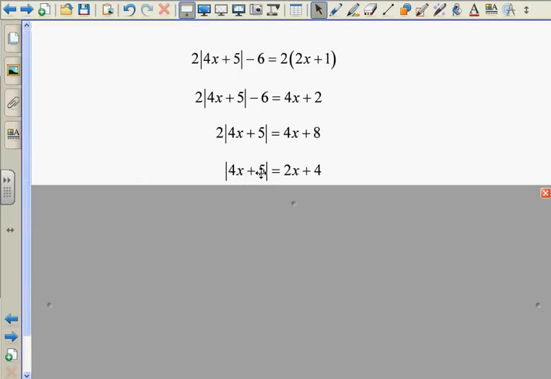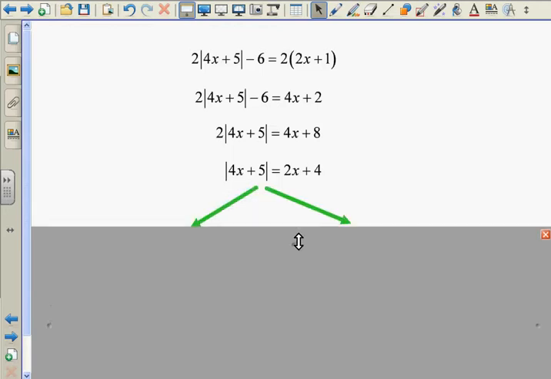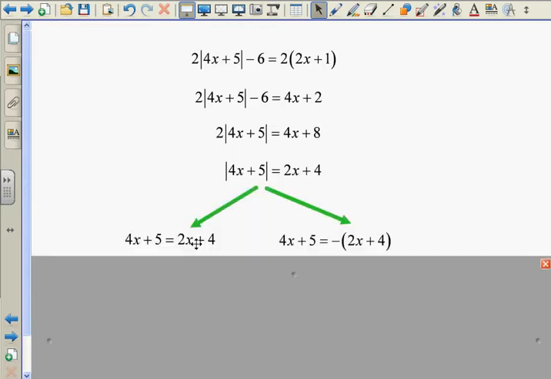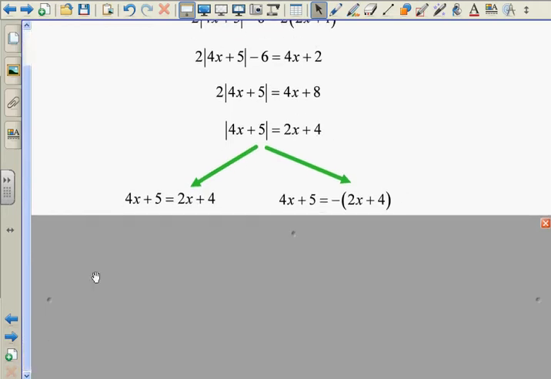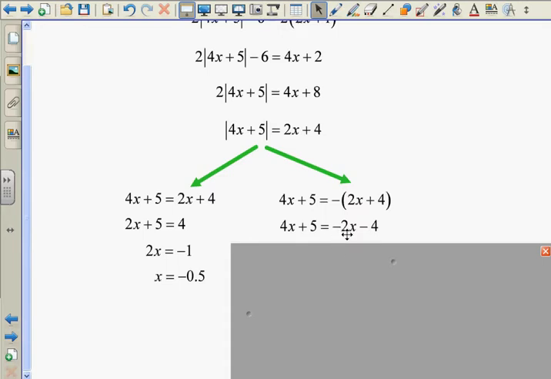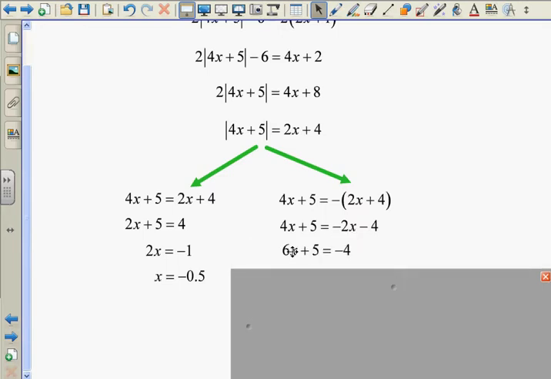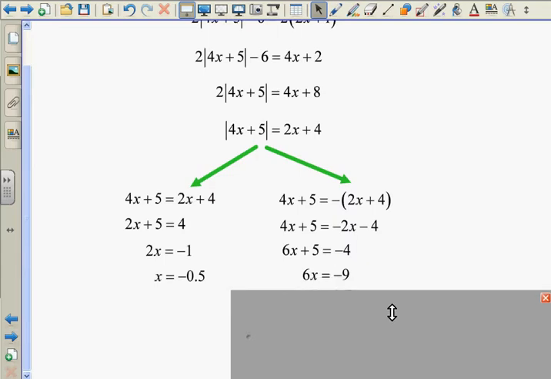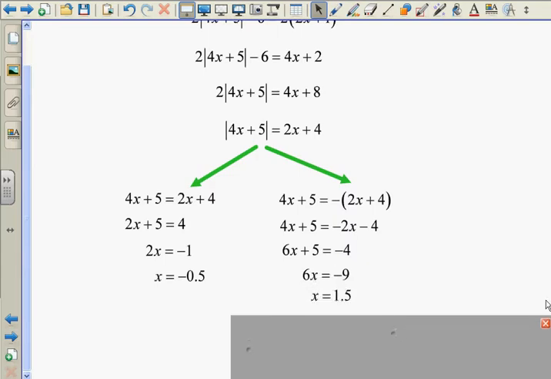We're going to say that the inside is equal to the positive of this, and then the inside is equal to the negative of the right side. So there you go. And then we solve each of those. So here's my solving for the one on the left. I combine my x's by subtracting 2x over, then I subtracted 5 over, then I divided by 2, so negative a half. On this guy, distribute that negative through, add the 2x over, which causes 6, subtract the 5, which causes negative 9, divide by 6, which causes negative 1.5.